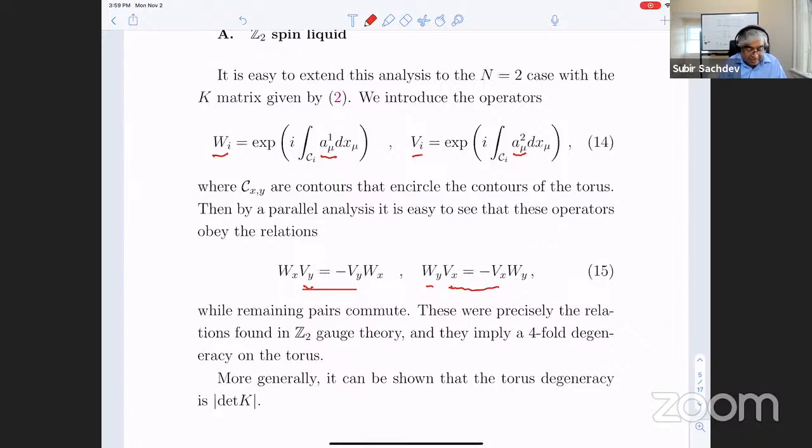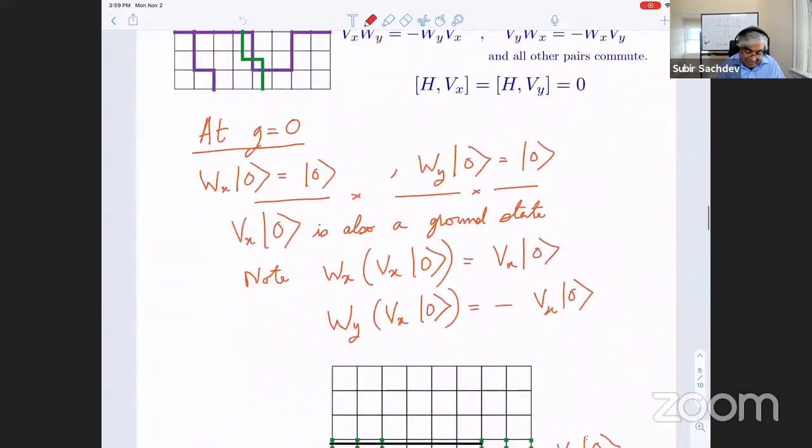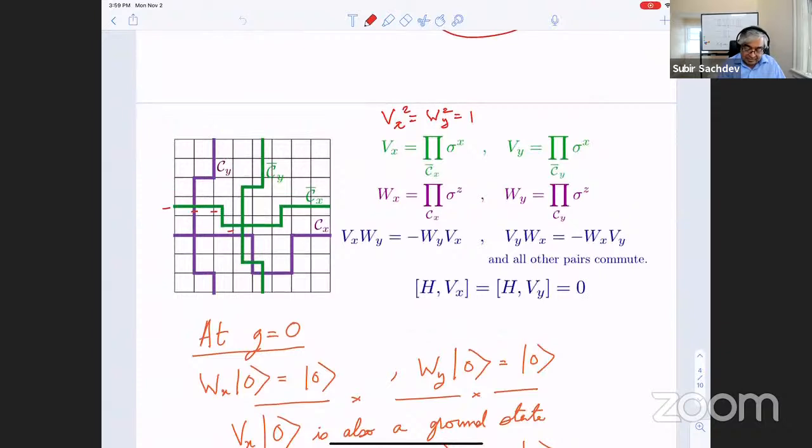In fact, this notation Wx and Wy and Vx and Vy, let's just go back to Z2 gauge theory. That was exactly what I defined here with the same set of anti-commutation relations. And these were defined as products of the Pauli operators, sigma x and sigma z along the different directions. But these quantities obey exactly the same set of relations that we found in the Z2 spin liquid. And now we see that we should really think of them as two U1 gauge fields, A1 and A2, which then give you exactly the same realization.